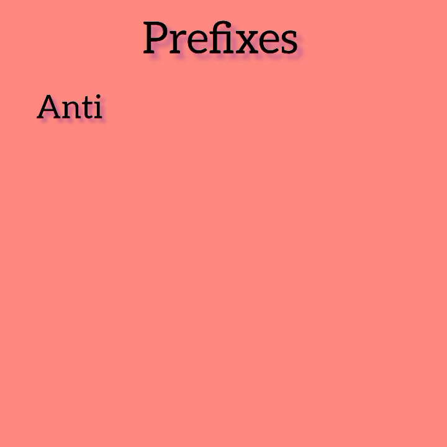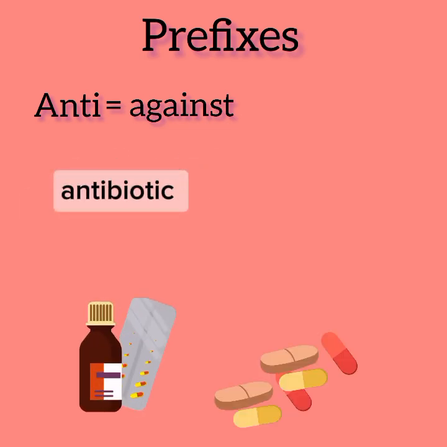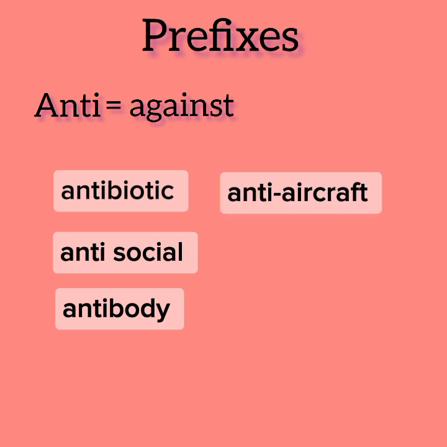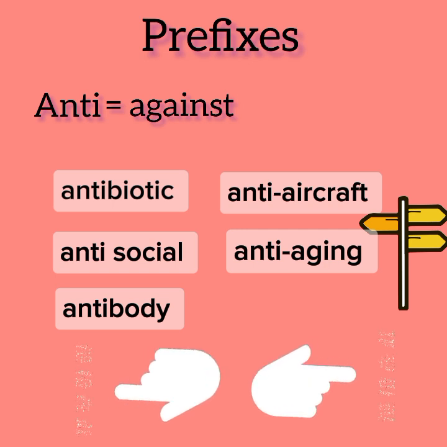The prefix anti means against or opposite. For example, there's a word antibiotic. You know that antibiotic is a medicine that works against bacteria. There's another word, antisocial. We know that someone who is against social interaction is called antisocial. And there are a lot of other words like antibody, anti-aircraft, anti-aging. So anytime you see anti at the start of a word, you will know it has something to do with opposition or being against something.